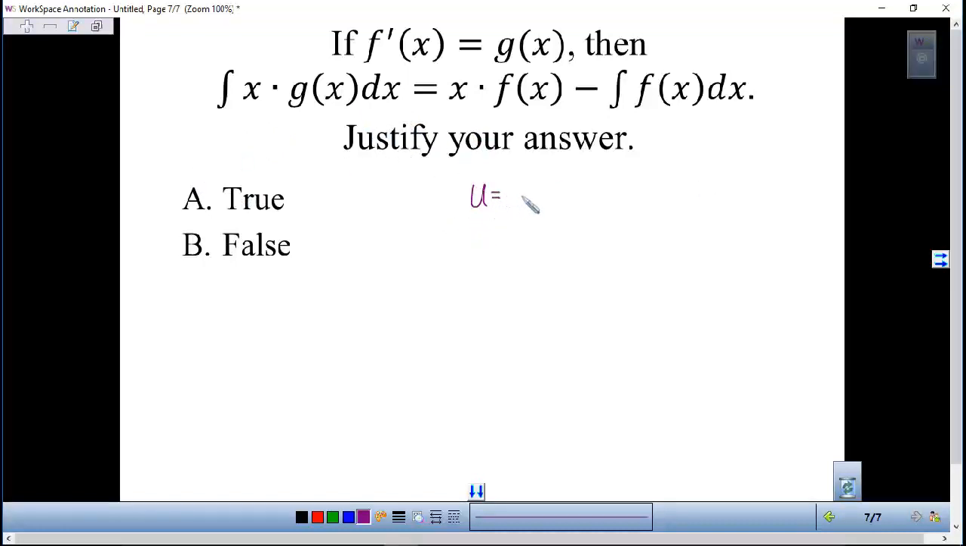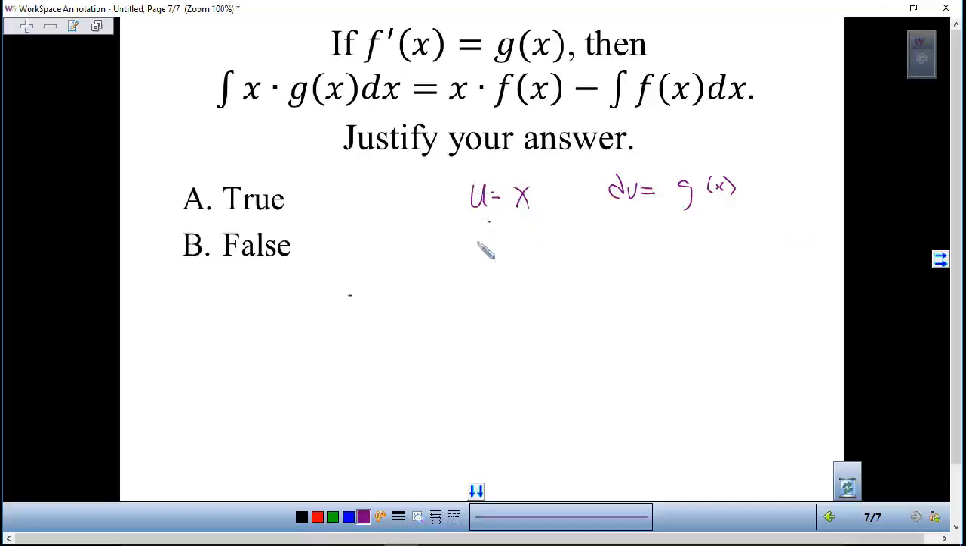So let's say we let u equal x and dv equal g of x dx. Yeah, that's not going to work, is it? So let's let f of x be u. No, sorry, g of x. Let's let g of x be u. No, that was right. I had it right to begin with. I have to think here.